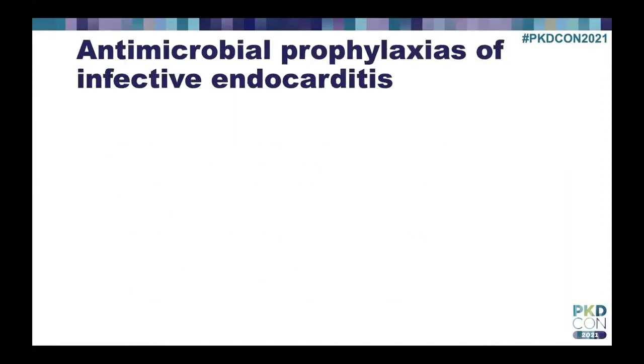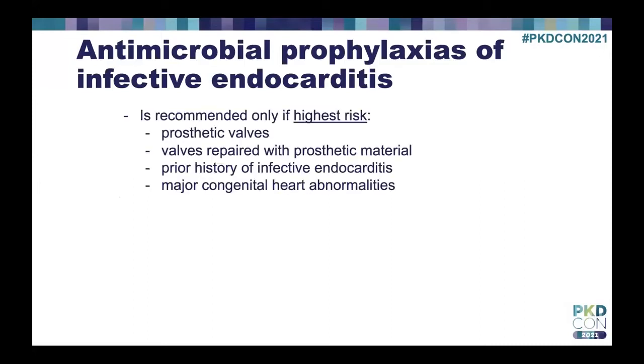So for those patients that are at risk, we consider antibiotic prophylaxis. What it means is basically using antibiotics before scheduled procedures to reduce the risk that bacteria may infect that lining of the heart. However, this prophylaxis is recommended only in patients that are at highest risk for this complication, and it includes patients that have prosthetic valves or valves that were repaired with prosthetic material, patients that have a prior history of infective endocarditis, or those that have major congenital heart abnormalities.